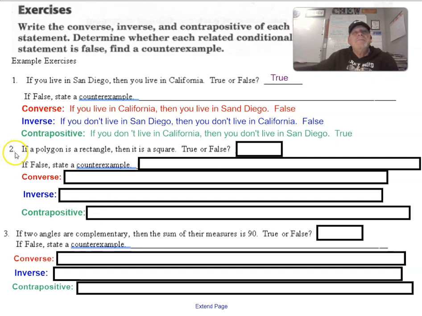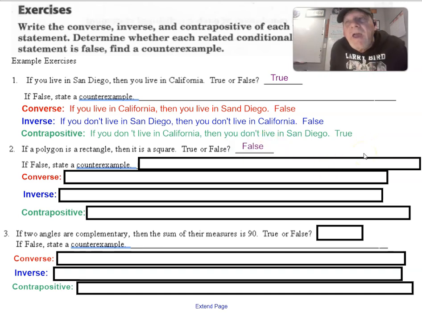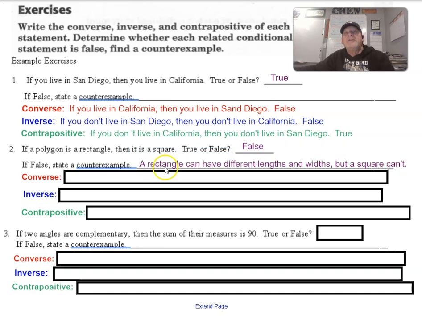Example 2. If a polygon is a rectangle, then it is a square. Is that true or is that false? That's false. The counterexample is why it's false. Well, remember what's true about a rectangle. It's got a length and a width, right? But in a square, you have all the same side lengths. So since they can be different in a rectangle, it's not necessarily going to be a square. So that is a counterexample.